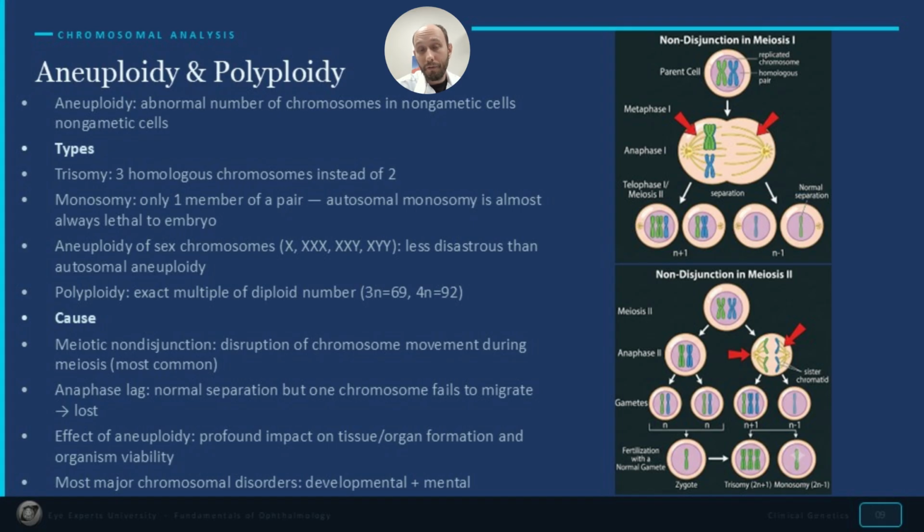Aneuploidy refers to the fact that the cell has an abnormal number of chromosomes. This does not count towards gametes because gametes are haploid. We know that already. So trisomy is 3 copies of a chromosome. If we have an extra copy of a chromosome, we're going to express too many gene products, so the ratio will be off, so that can cause disease.